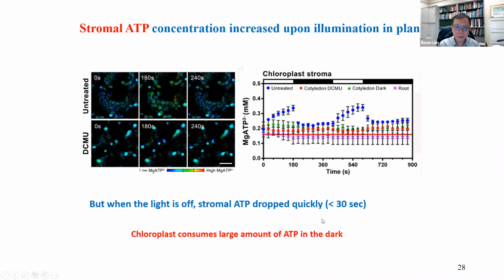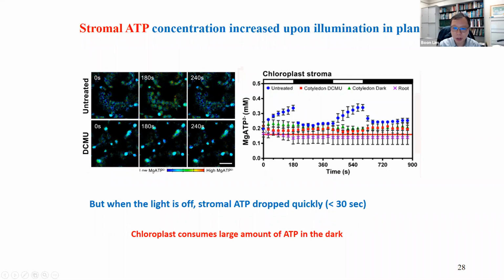And then this is an in planta study. We illuminate the seedlings. This is at the cotyledon. And then this is the ATP level in the stroma. The white bar means illumination.